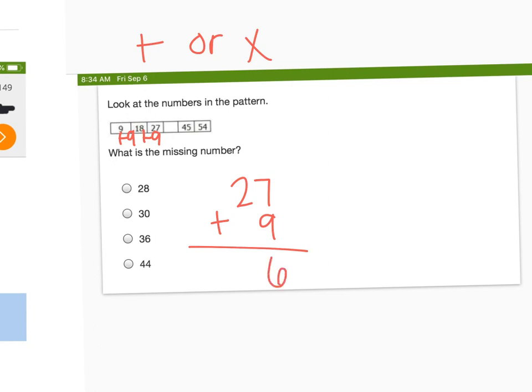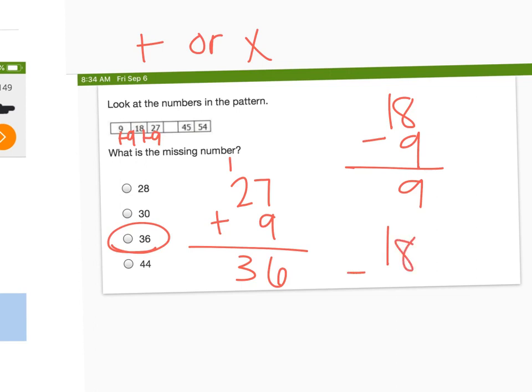equals 36, which is C. You could have found that if you weren't sure by subtracting those numbers twice to check it. We subtracted these two, and then I subtracted these two, and both times it was 9, so that told me that each time they were adding 9. The rule is plus 9.